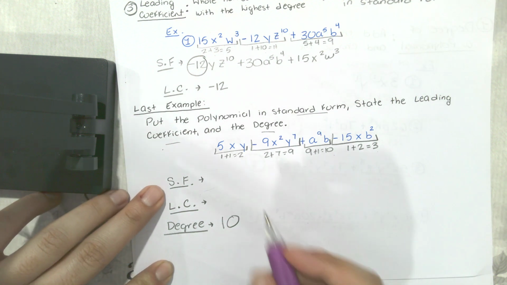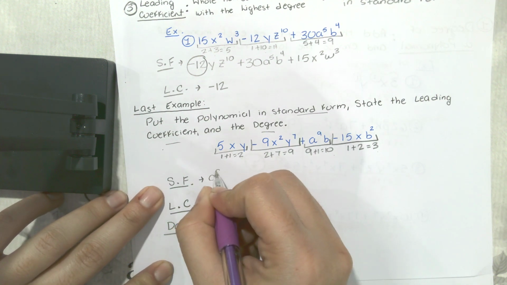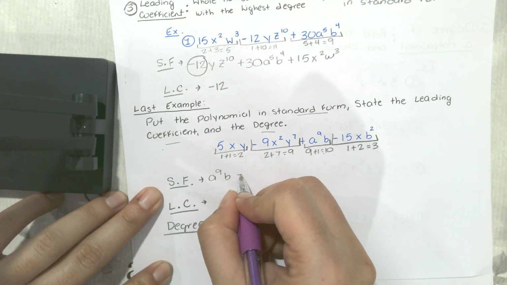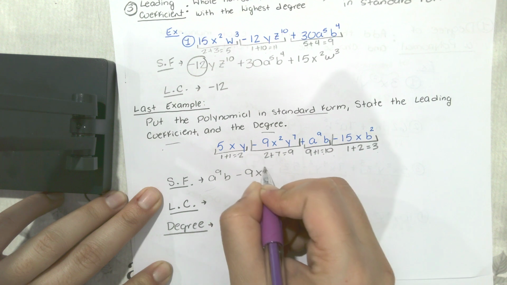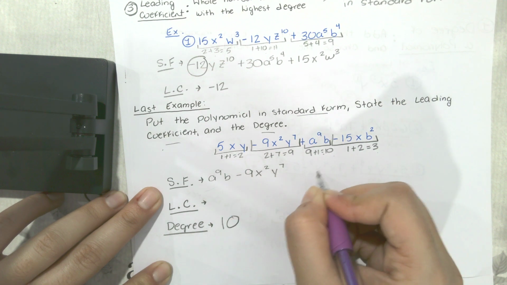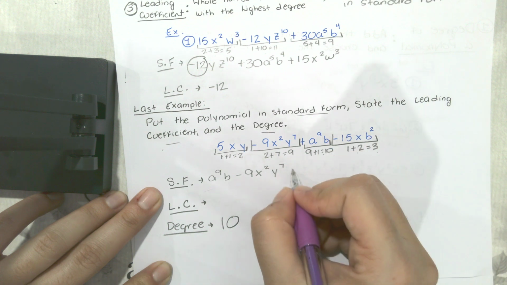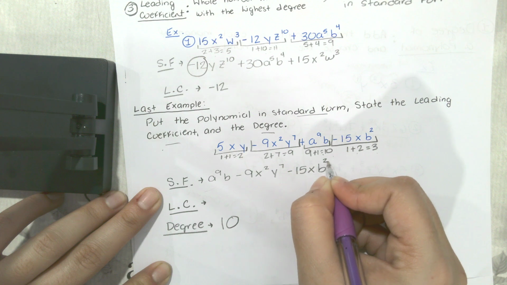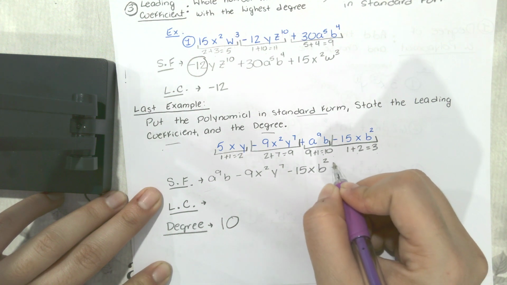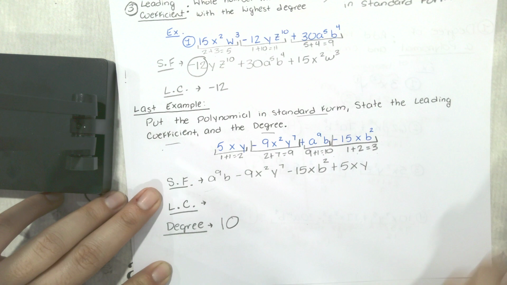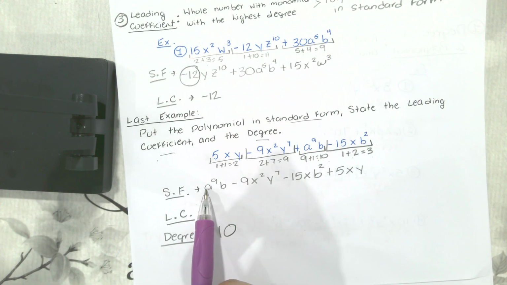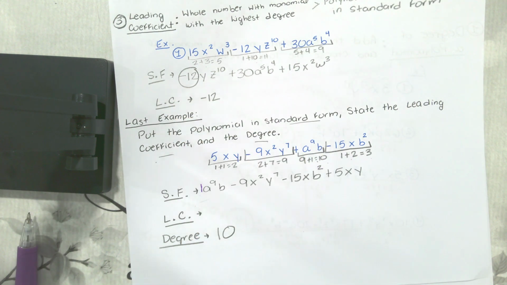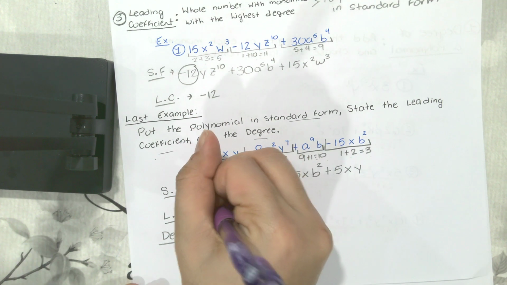Putting this in standard form, you have a to the 9th times b, because that's our largest degree. Then our second largest is negative 9x squared y to the 7th. Next one is 3, which is tied to negative 15x times b to the second. And our last one is positive 5xy. Now, our leading coefficient, if you do not see a number written here, it is an invisible 1. So the leading coefficient for this whole problem is going to be positive 1.